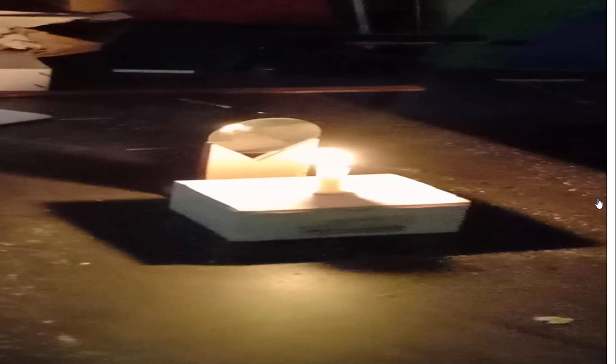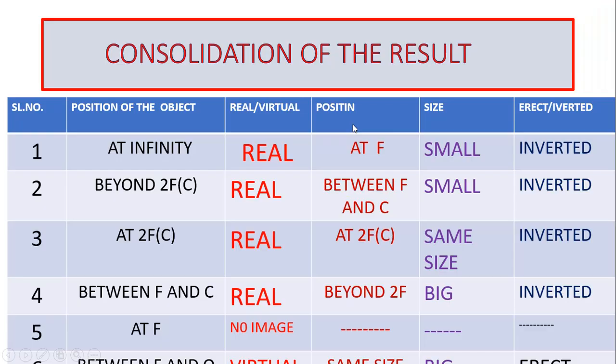So now here is an image you can see when candle is kept in between F and O. Here you can see inside the mirror, but because of reflection this is not clear, but you can see the image inside the mirror. Okay, so now once again consolidation of the result.